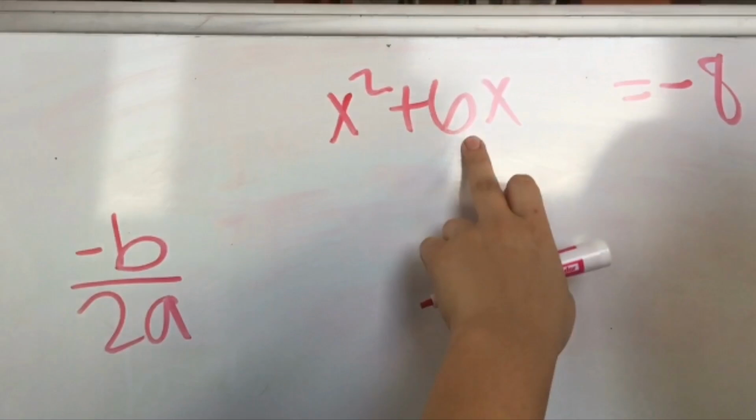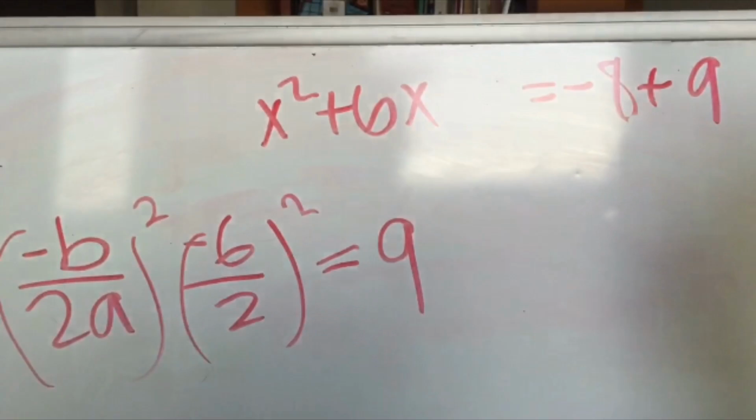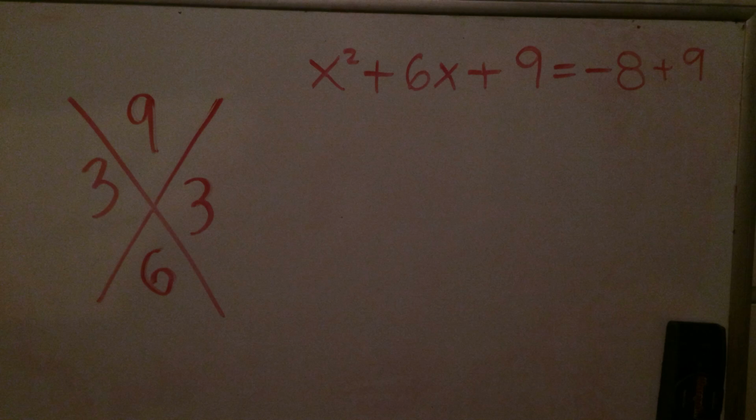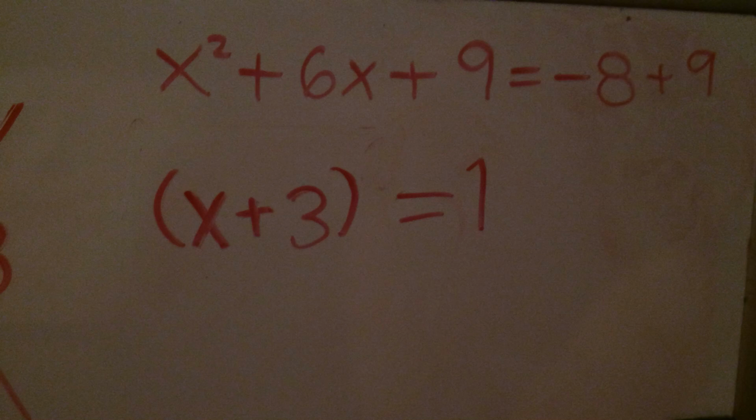We're going to take 6 and plug it into the formula negative b over 2a. Once it's simplified, it comes out to be 9. You take 9, put it by negative 8, and also put it by 6x. You find two numbers that can be multiplied and added to 9 and 6, and that'll be 3. So we have 1 on that side because negative 8 plus 9 equals 1, x plus 3.